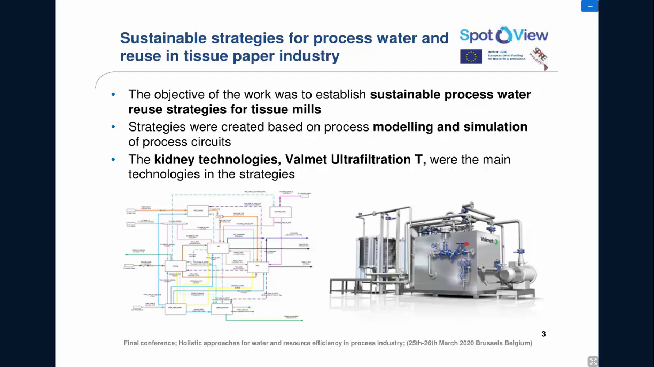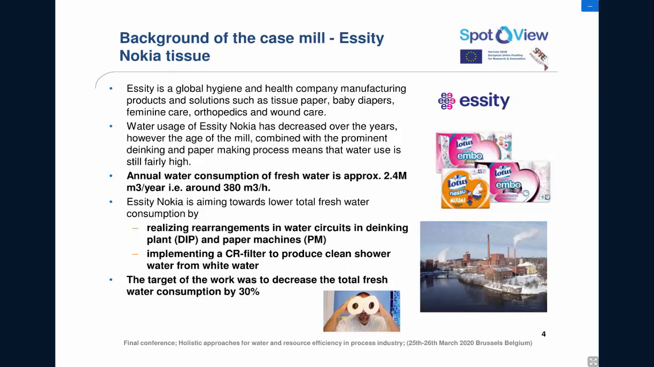So in this case we used ultrafiltration for process water purification and back to the process. At the very early stage, we made a model of the mill: where fresh water is taken in the mill and where it goes out, and then how to handle the total process water circulation in general.